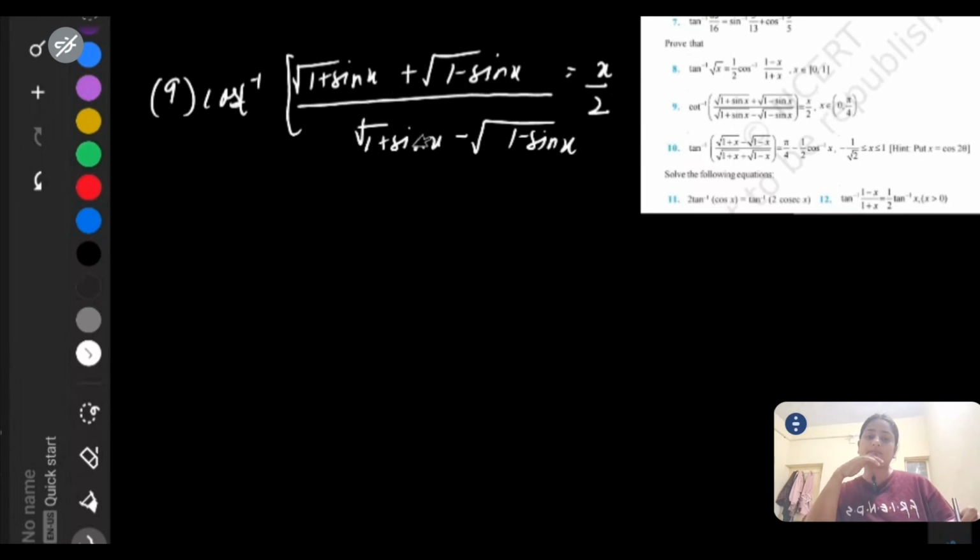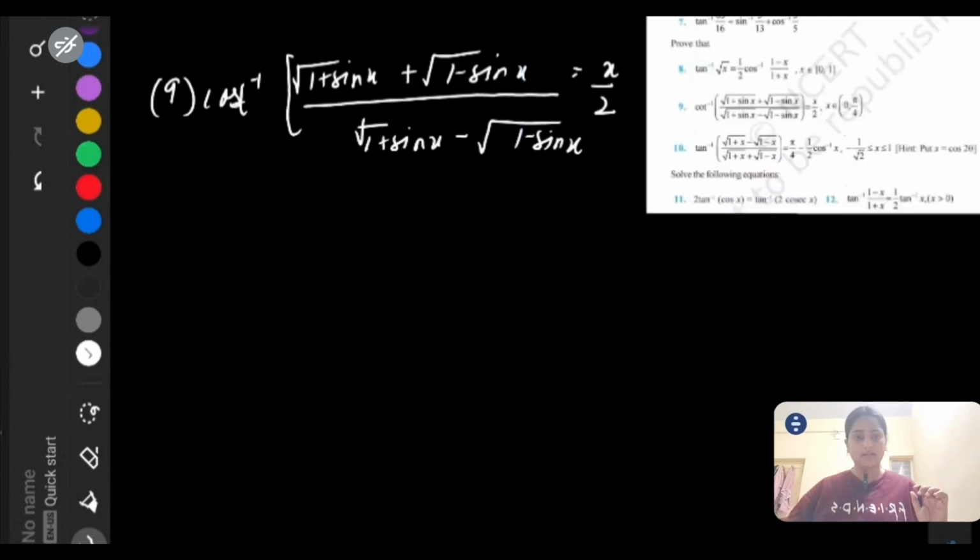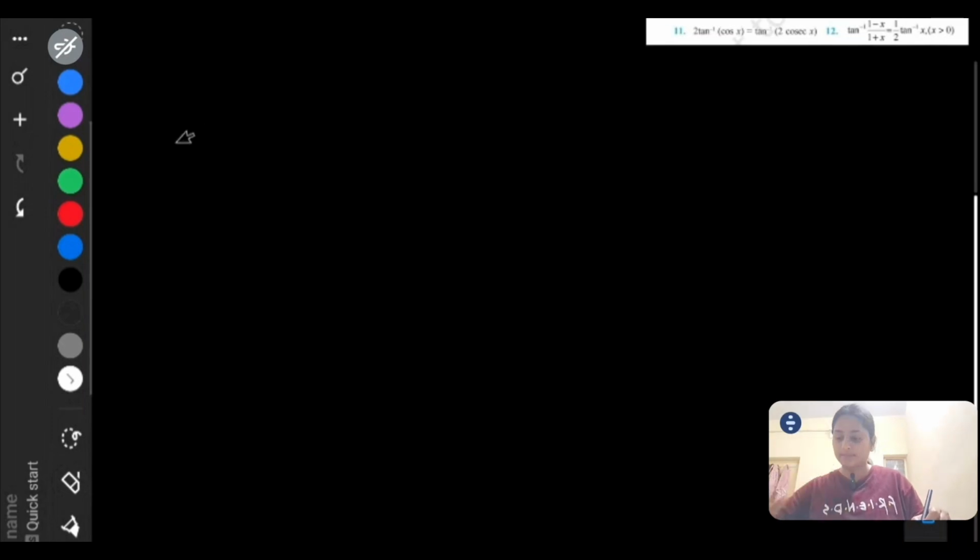Now what we'll do? Try it on your own. Here you see all is related to sine x and we have cot inverse x. So we'll try to convert the sine in the identities into cot. Now let's first simplify this. For simplification, I have to take the whole page. We'll solve on the next page.